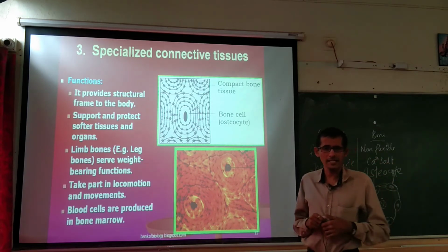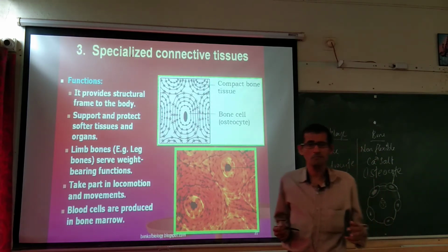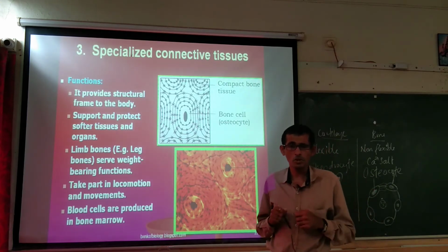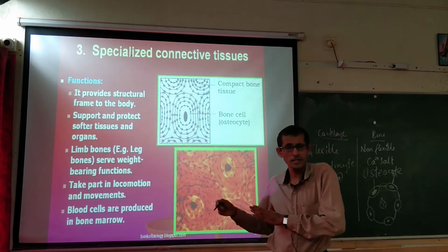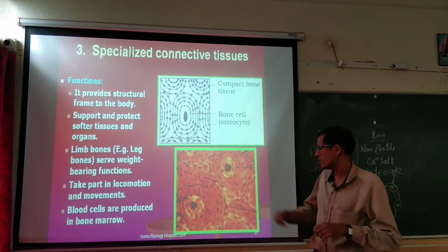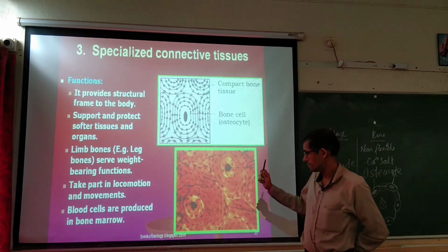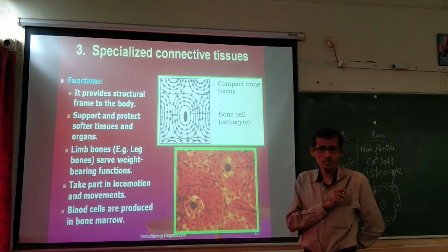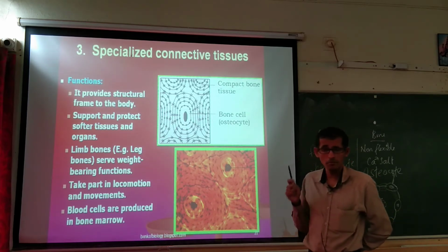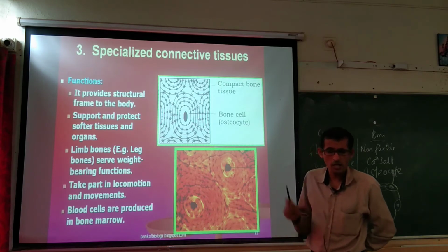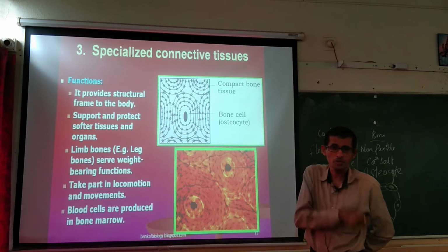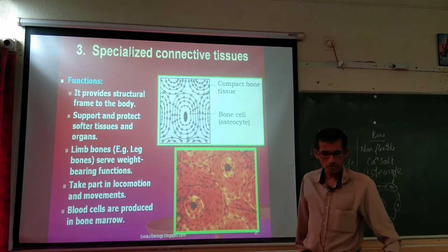In the beginning I said bone and cartilage. Bone is important, it is a part of the locomotor structure and helps in movement. Locomotion and movement is a separate chapter under human physiology, where we will study how locomotion happens. Then blood cells: RBC, WBC and so on are produced in the bone marrow. Bone marrow is the internal cavity of long bones, okay, long bones.